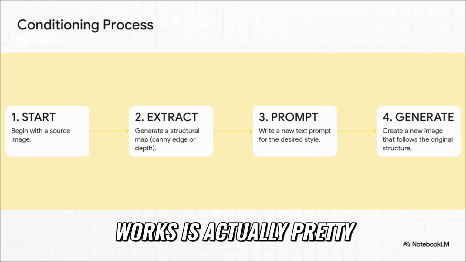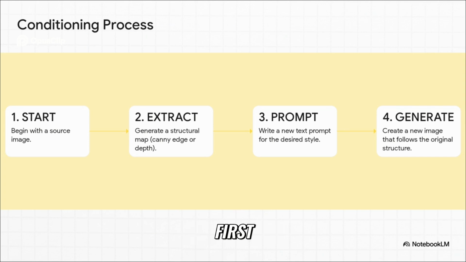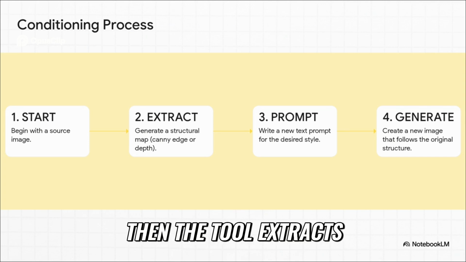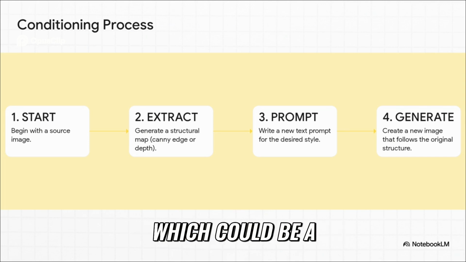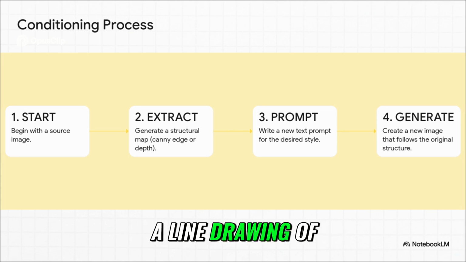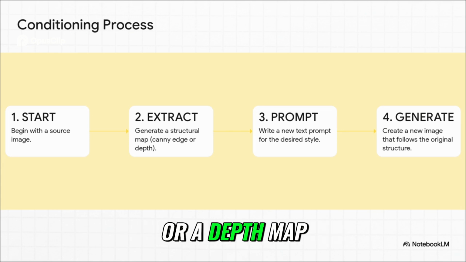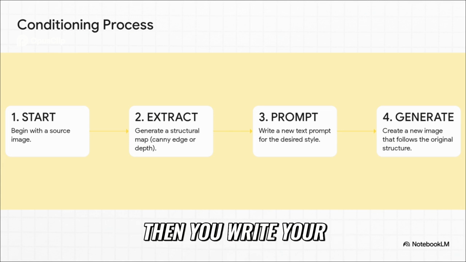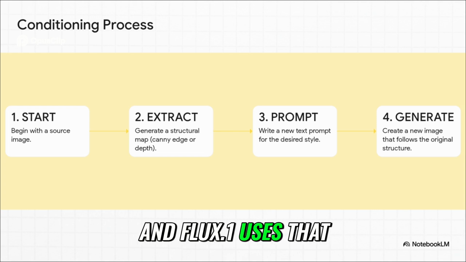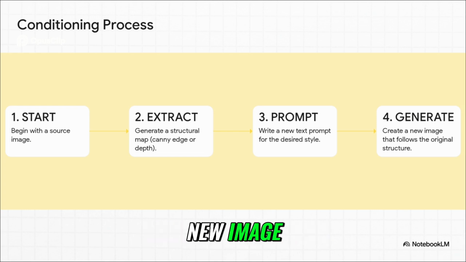And the way it works is actually pretty straightforward when you see it laid out. First, you start with your source image. Then the tool extracts a structural map, which could be a canny edge map, which is basically just a line drawing of the edges, or a depth map that shows what's close and what's far away. Then you write your new prompt, and Flux.1 uses that map as a strict guide to build the new image.